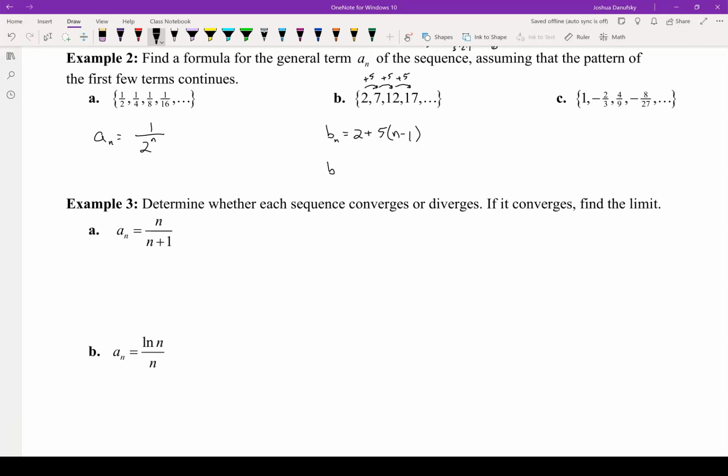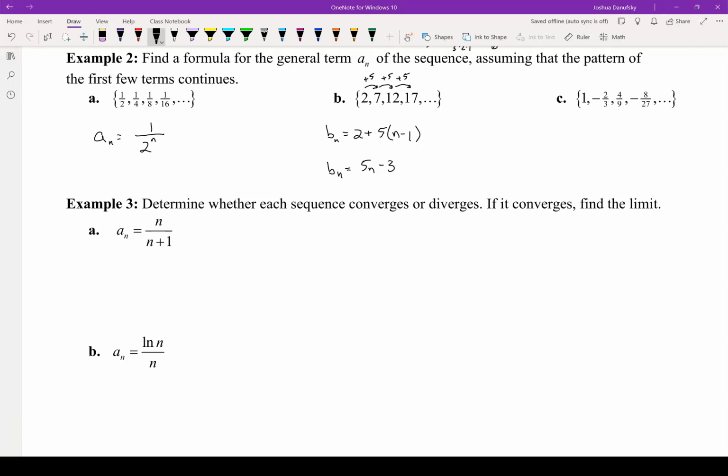We can rewrite this by distributing the 5 to get 5n minus 5, but then when we add 2, we get minus 3. Now try plugging in 1, then 2, then 3, then 4, and you should get each of the terms in the sequence above.